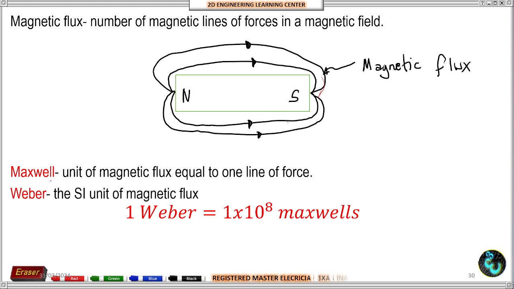Okay, so the unit for magnetic flux in the CGS system is Maxwell, equal to one line of force. So ito isang Maxwell, ito din isa. So ito yung four Maxwells. For the SI system, ang unit na ginagamit is Weber. So 1 Weber is equal to 1 times 10 to the power of 8 Maxwell. So ito ang kanyang equivalent. So ang 1 Weber is equal to 1 followed by 8 zeros Maxwell.